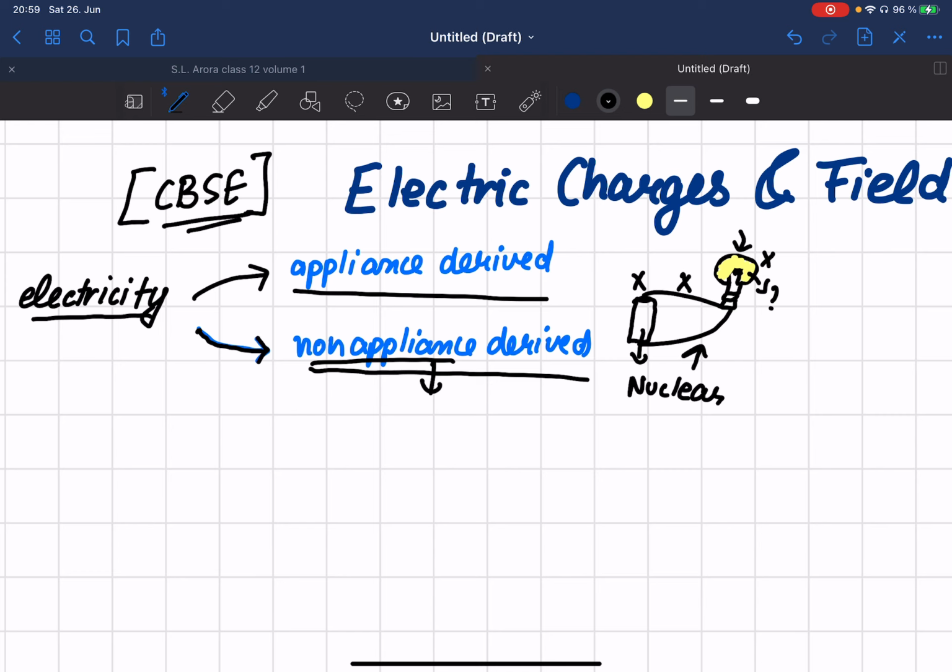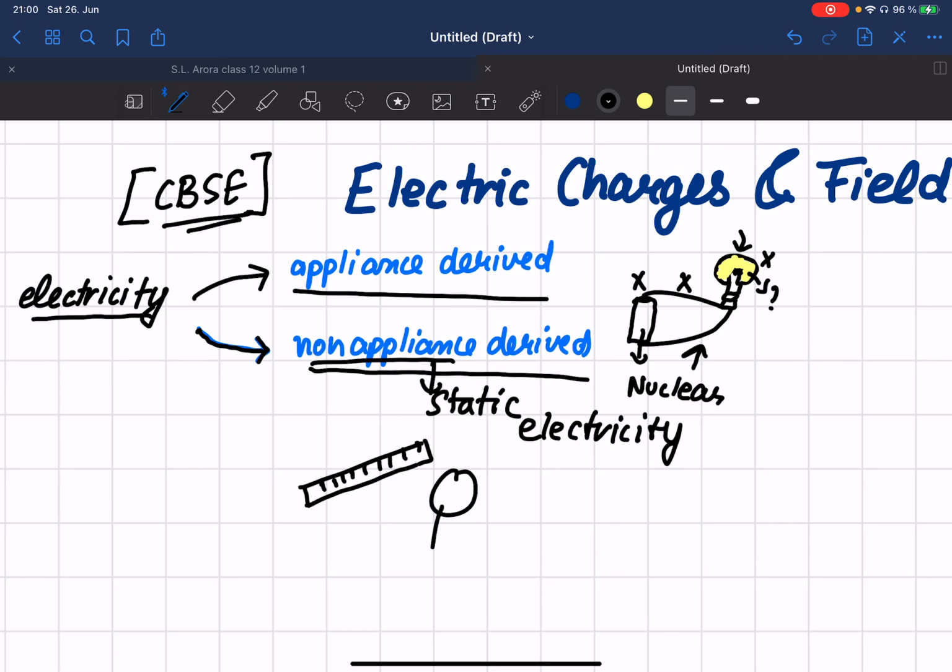For example, how do I explain? Okay, so for example, you have a scale. You must have done it in your school. Static charges, we'll call it static electricity here. So what is it? Let's say you had a scale, and this is your head. And what you did, you took the scale and you rubbed it.